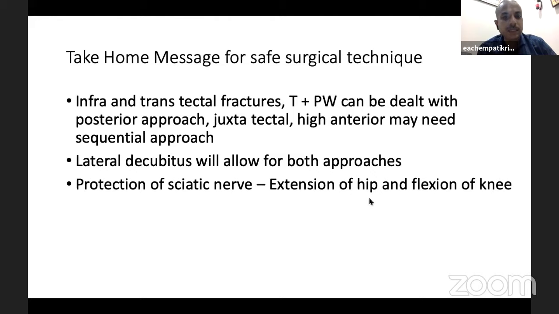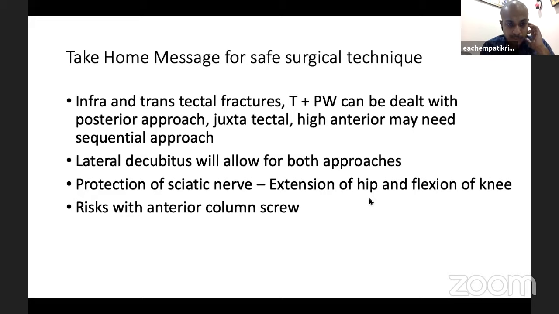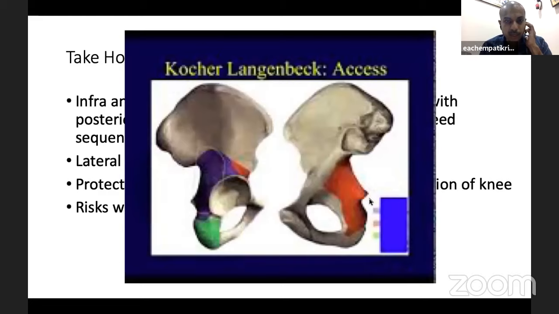The key points for the posterior approach are protection of sciatic nerve, extending the hip and flexing the knee. Although it seems a basic point, it needs to be adhered to throughout the surgical technique. One must be aware of the risks with anterior column screw, especially the anterosuperior penetration and risk for neurovascular injury when it is being inserted from the posterior approach. These are all the areas which the Kocher-Langenbeck approach gives us access to.